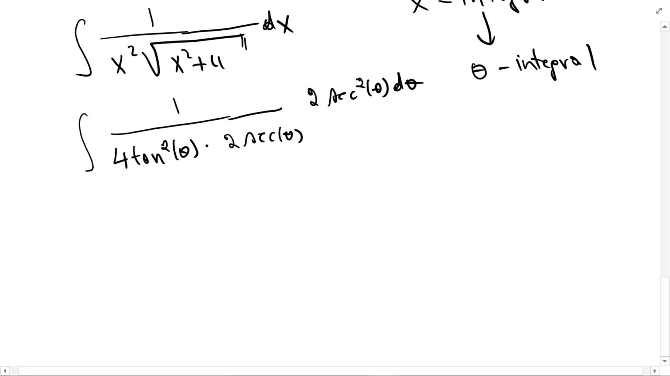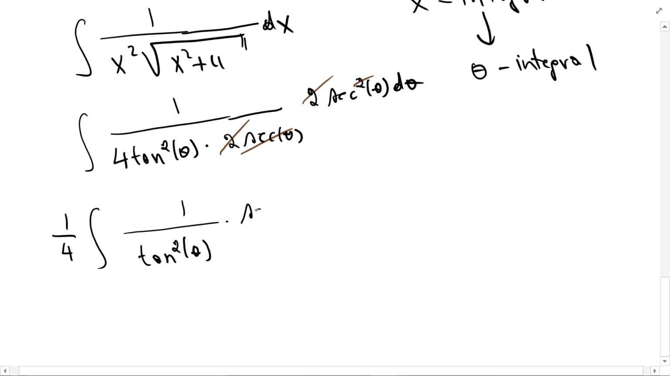To do it, we can simplify. So here, we can simplify 2 with 2. We can simplify 1 secant with 1 secant theta. And then we collect what we have. So 1 over 4, since the 1 over 4 is a constant. So you get 1 over tangent square theta, and then times secant theta d theta.